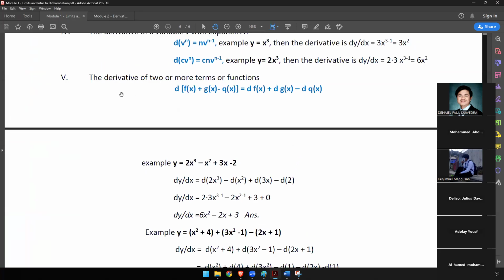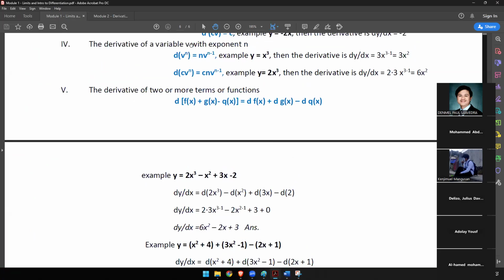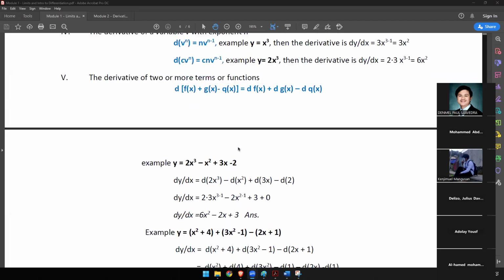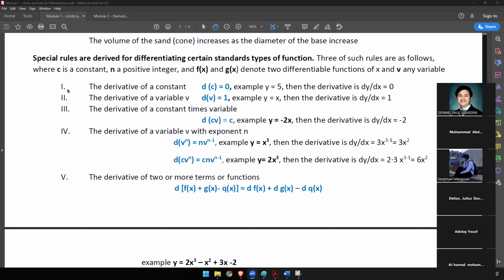Okay. So again, the fifth formula or rule is the derivative for each term or each expression or each part. Okay. So again, this one is a constant, variable, and then exponent. This is a variable and then exponent. This is a constant and variable without exponent, and this is just a constant. So it's like a combination of 1 to 4. Okay, this number 5.